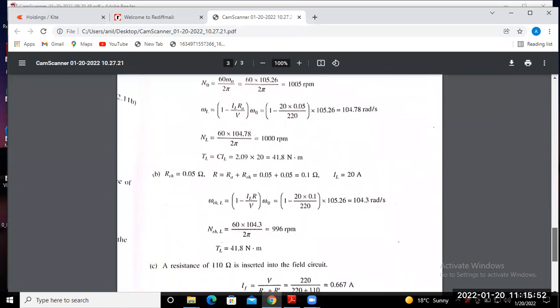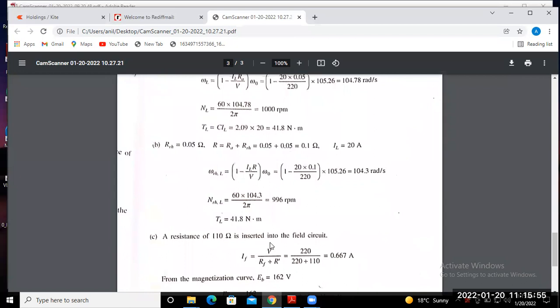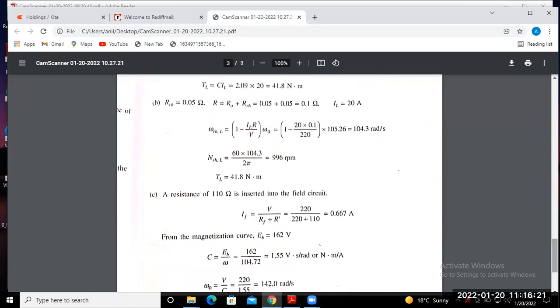Total resistance in the field winding, that means 220 divided by 220 plus 110 ohm. That means the field current is 0.67 ampere. So now calculate from the magnetization curve, for the 162 volt back EMF, you may get the value of EV, that means the constant value. You just find out that constant value equal to how much?